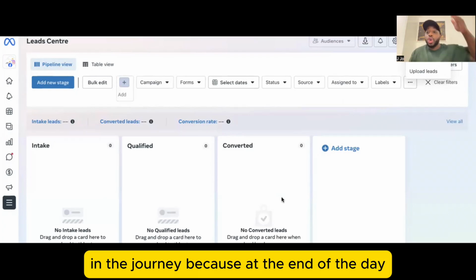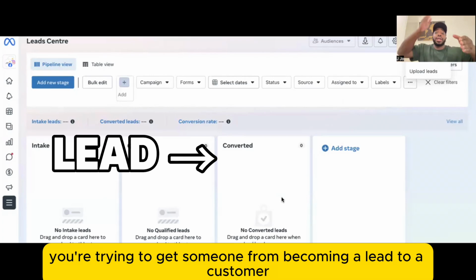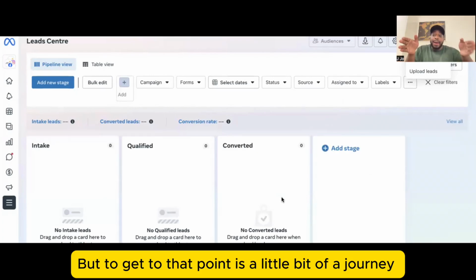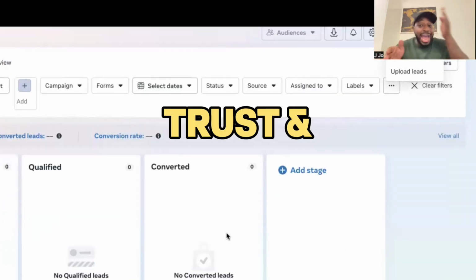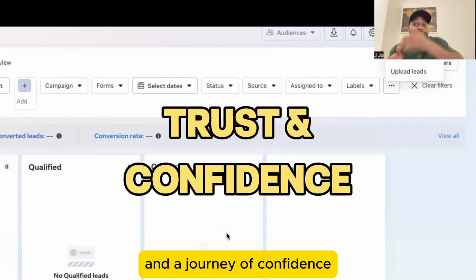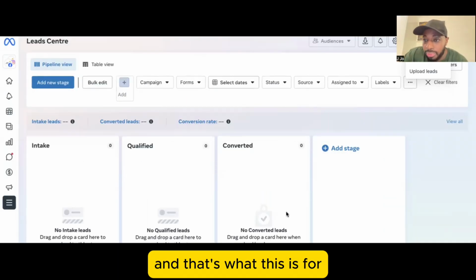Because at the end of the day, you're trying to get someone from becoming a lead to a customer. But getting to that point is a little bit of a journey. It's usually a journey of trust and a journey of confidence that you can actually do what you say you do. And that's what this is for.